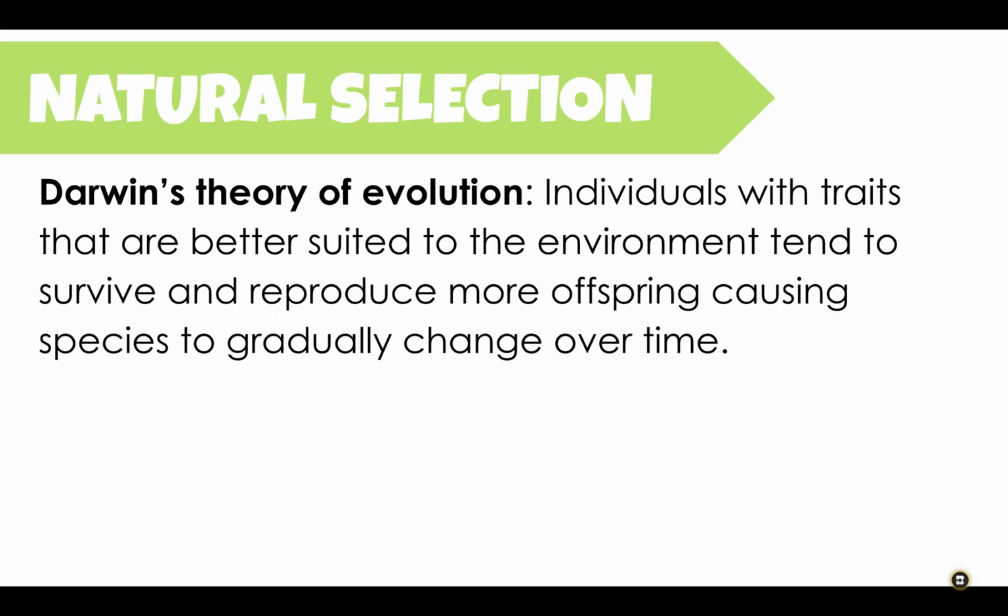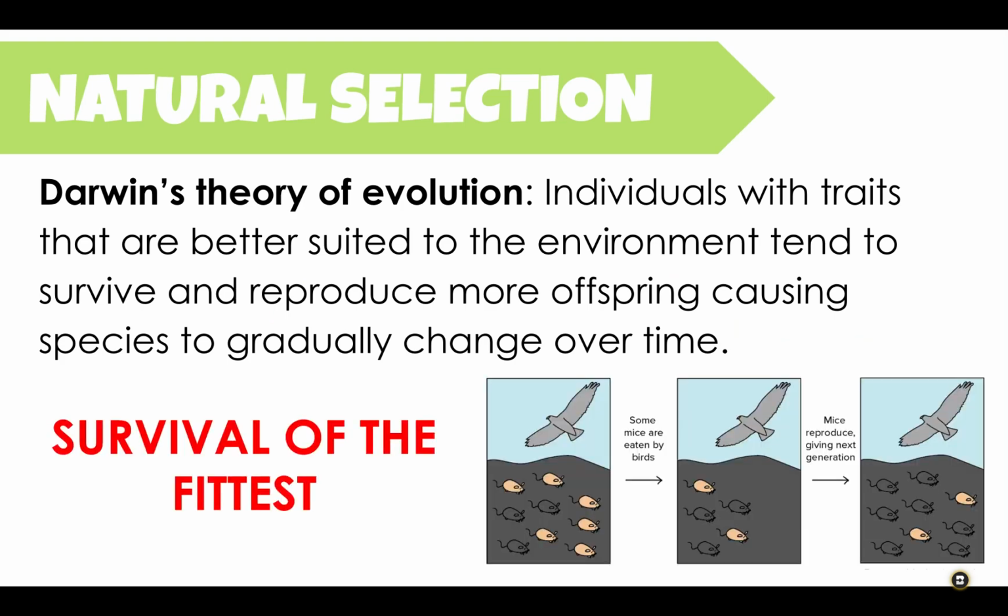Hey everyone, in this video lecture we are covering the topic of natural selection. Natural selection is really this idea that Charles Darwin came up with about evolution and how it occurs after Darwin spent years traveling the world, making observations about plants and animals. He came up with this idea saying that individuals that have traits that make them better suited to their environment are going to survive and reproduce, passing down those traits to their offspring. So over time, species are going to gradually change based on the traits that are best suited to that environment. And this is really this idea of survival of the fittest.